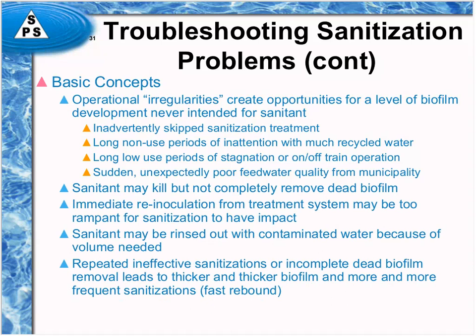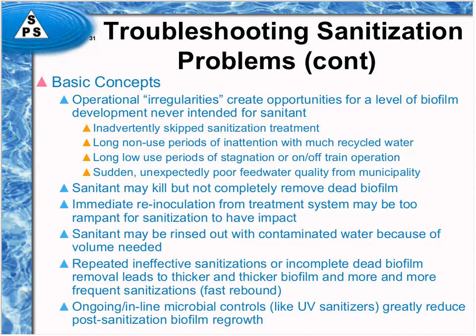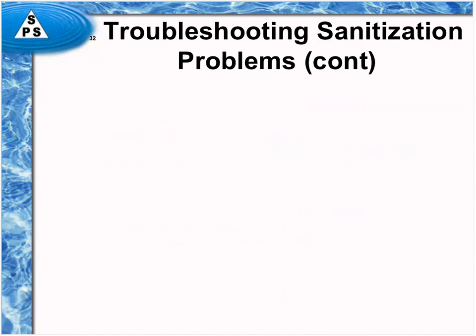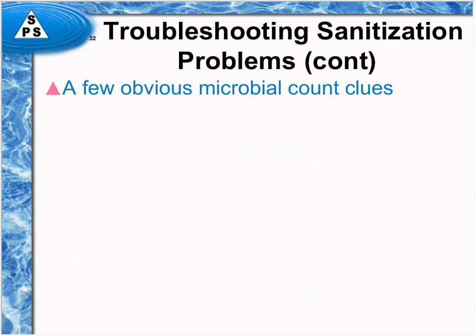Repeated ineffective sanitizations or incomplete dead biofilm removal will lead to the subsequent development of thicker and thicker biofilms and more frequent sanitizations being required and faster rebounds. So that's usually a clue that something's going on. Ongoing microbial controls like UV sanitizers will greatly reduce the recolonization of the system and allow post-sanitization periods to be extended, because you've really reduced post-sanitization biofilm regrowth. I'm essentially out of time, but I'm going to keep going and try to shoot through these last slides here if you don't mind.